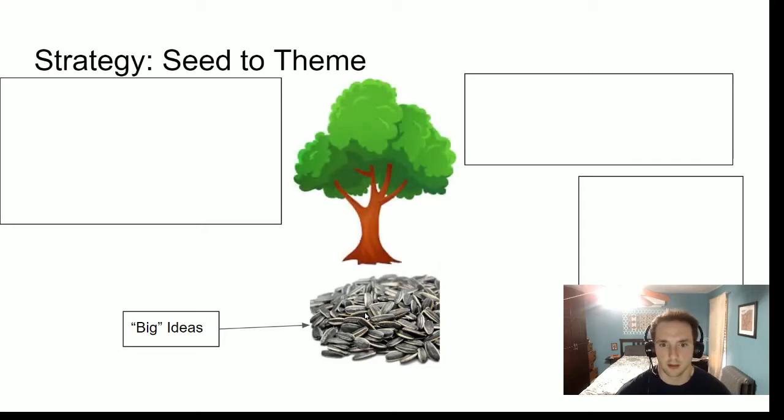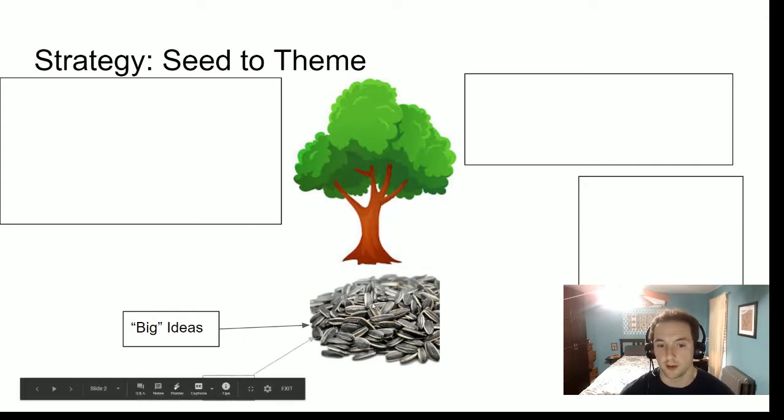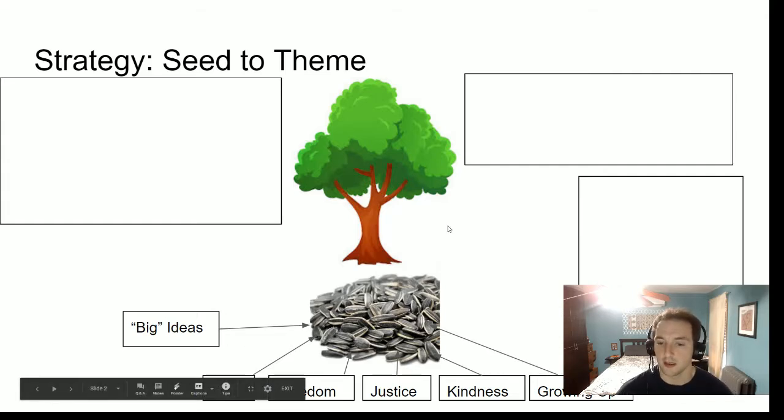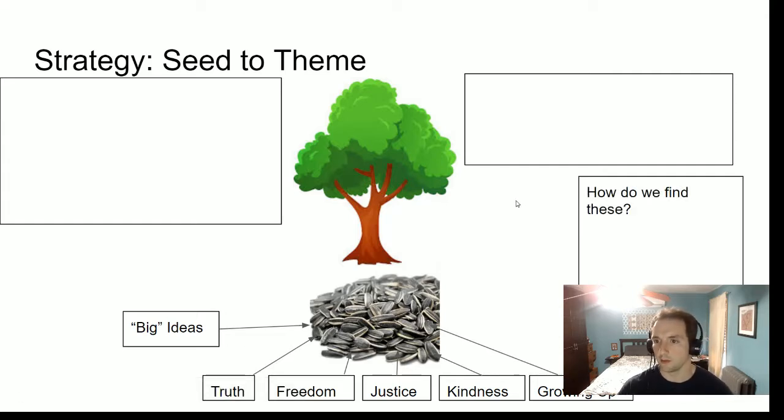Things like, a big idea is something that we will eventually grow into a theme. And these big ideas are things like truth, or freedom, or justice, or kindness, or growing up. These very, very large topics that you could say hundreds or thousands of things about. These big ideas that we notice in the text. And now, these are some giant ideas. How do we find these when we're reading?